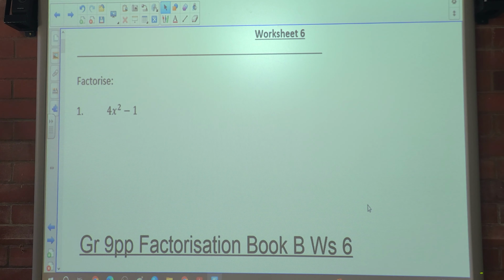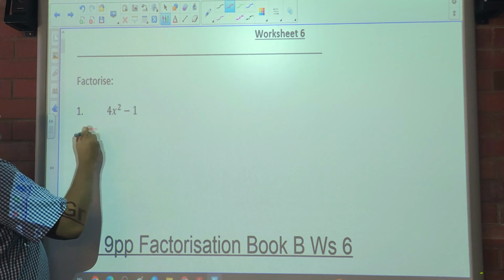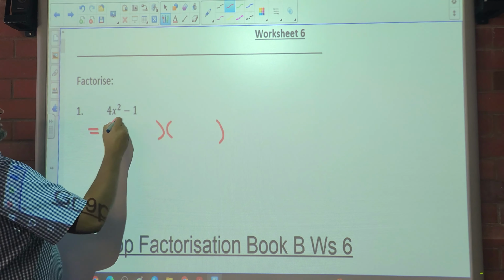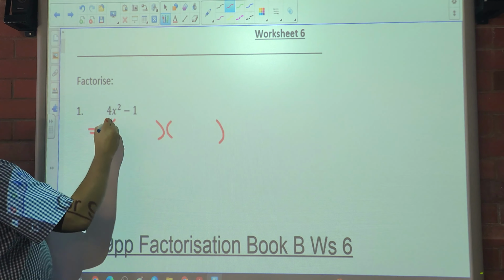So the question says factorize. So people, are there two terms? Yes. Is there a negative between them? Is it perfect squares? Yes. So this will simply give us the square root of 4x squared is 2x, plus 1, 2x minus 1. You all agree with that? Let's look at the next one.